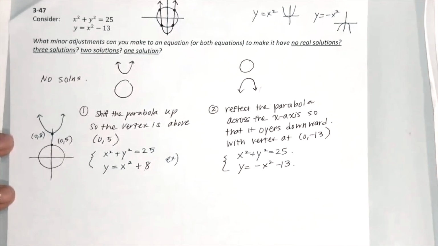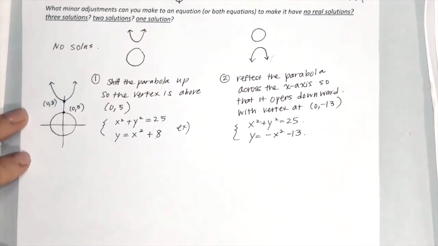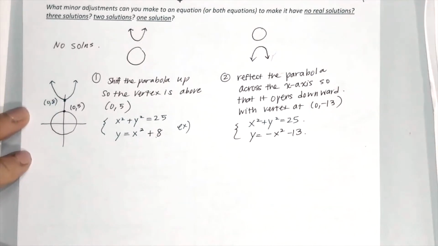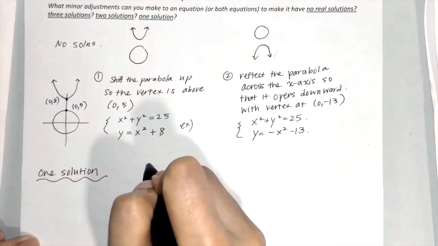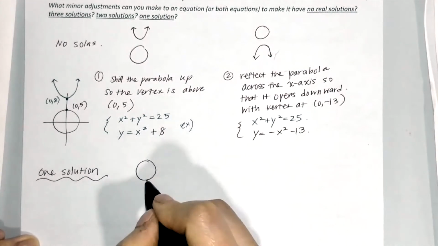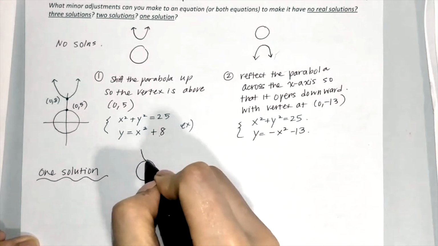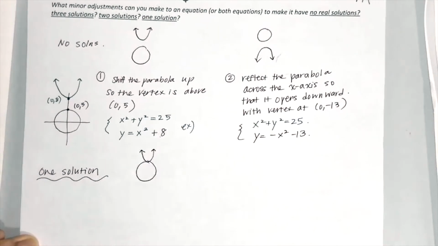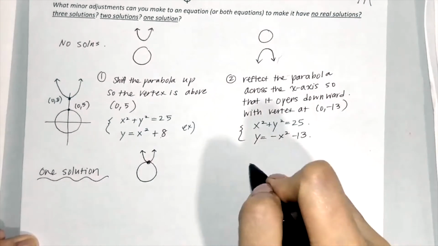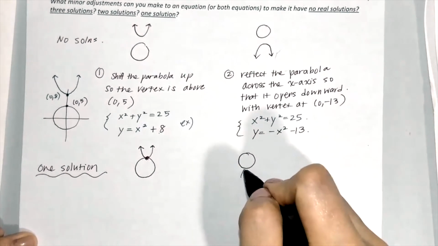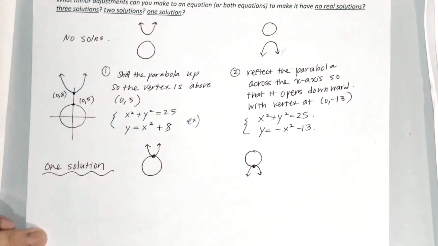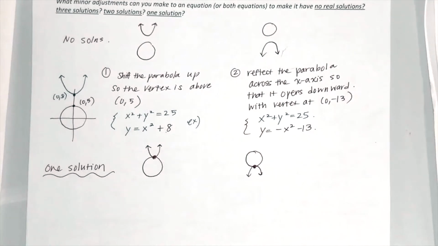So now you can think about for one solution, what would that look like? And you can pause the video and come back. So one solution, I can have the circle and not here, but the parabola will be like right on the top. Or you can have a circle and parabola at the bottom opening downwards this way. Okay. How would you change the equation to make this happen?